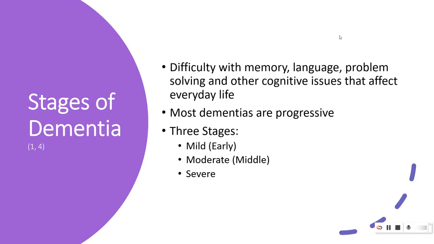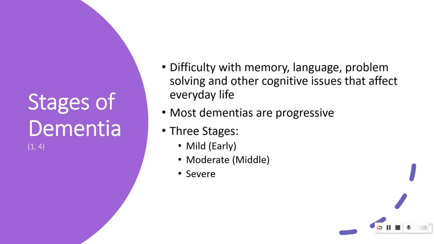So let's look at the different stages of dementia. With dementia, we're going to see some difficulty with memory, and that's memory loss. Forgetfulness is one of the first signs that we're going to see with memory impairment. There might be some difficulty with language, problem solving, and other cognitive issues that start to affect everyday life. So remember, with normal aging and with MCI, normal day-to-day life really isn't affected that much. You can continue to live at home by yourself. You can continue to do your same daily activities.